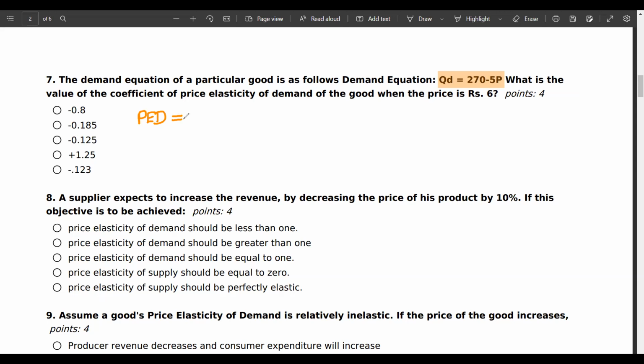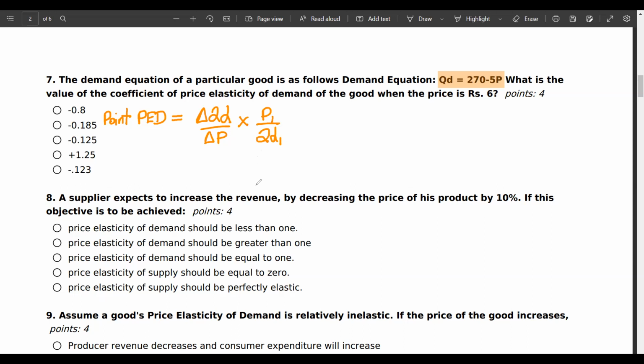Arc means within a price range. That means within a range of two prices, what's the PED? That is arc elasticity of demand. So here we are measuring what? At ₹6, what is the PED? That means we should be using the point equation, right? So the equation normally for point, we use change in QD, delta QD over delta price, change in price, into the original price at that particular point, divided by the quantity demanded at that price point.